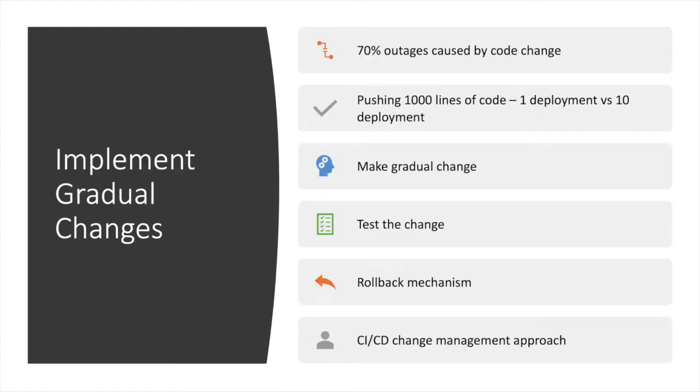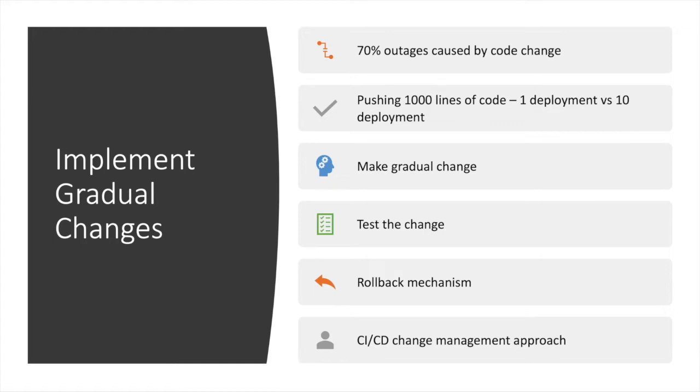The next important pillar is to implement gradual changes. As I told you before, 70% of outages are caused by some code change. So how can we try to prevent these outages in production? Think about this, which one is better? Pushing 1000 lines of code in one deployment, versus pushing those 1000 lines of code in 10 deployments. That means 100 lines of code in each deployment.